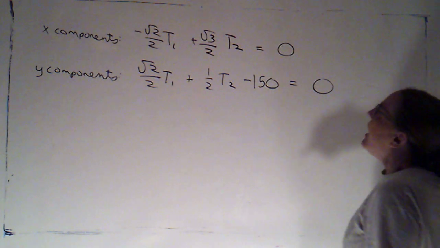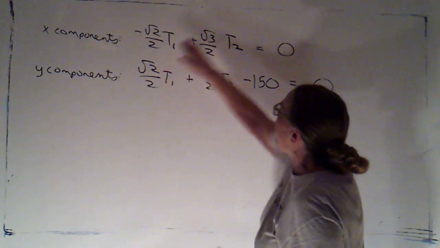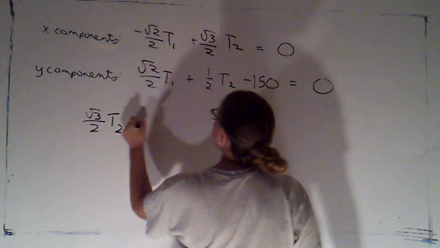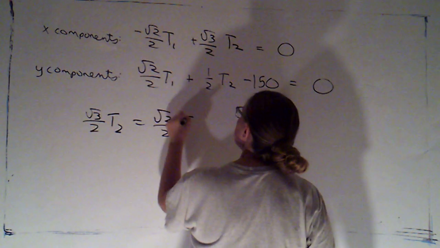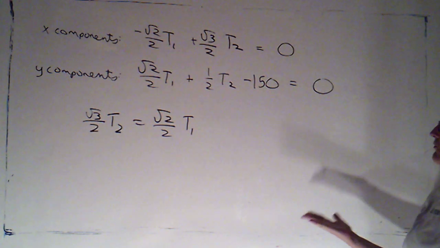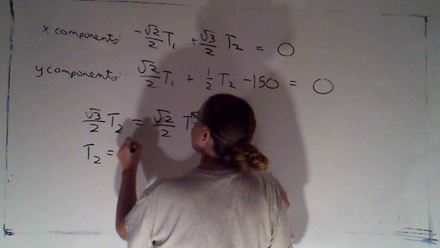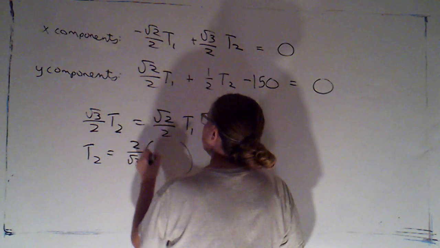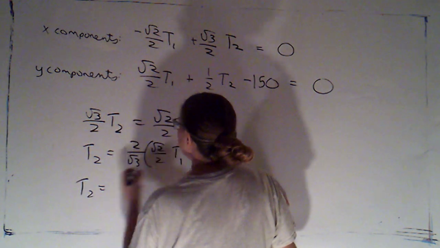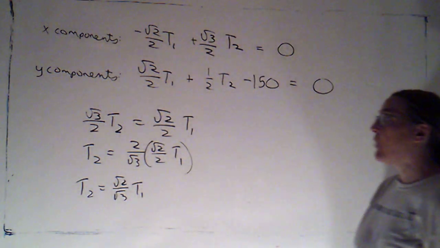Okay. All right, I think what I would probably do in working this out is add this over. So I would have root 3 over 2 t2 is equal to root 2 over 2 t1. And then I can just do a nice substitution. I'm going to solve for one of these in terms of the other. I can say t2 is 2 over root 3 times root 2 over 2 t1. So t2 is just root 2 over root 3 times t1.